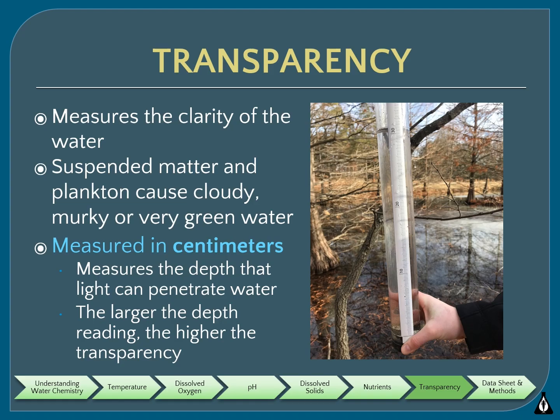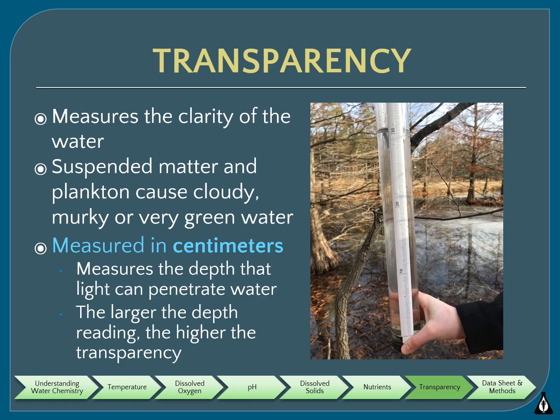Transparency is a measure of how clear the water is. Suspended matter and plankton can cause a cloudy, murky, or green color to the water itself. So we give volunteers what are called transparency tubes, shown on the right. You fill it up with water and then look down the tube. You let out the water and then stop it as soon as you can see the bottom white and black disc that's at the bottom of the transparency tube. We measure the depth that the light can penetrate the tube in centimeters.